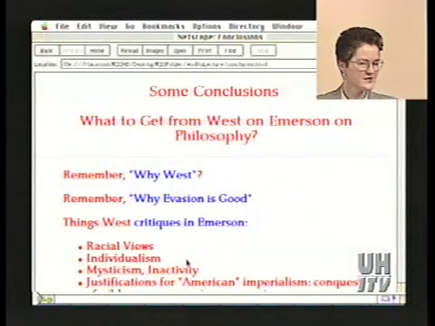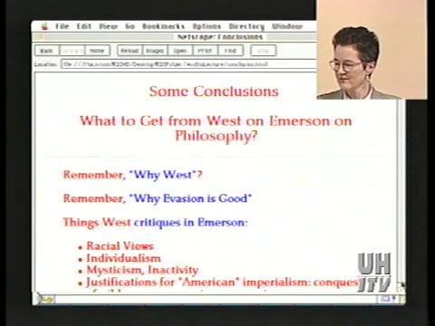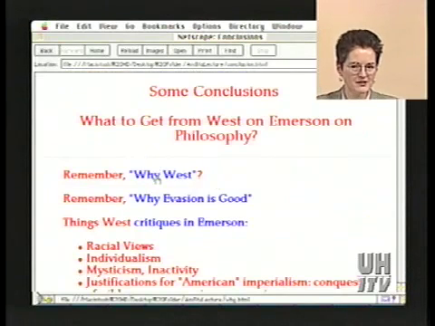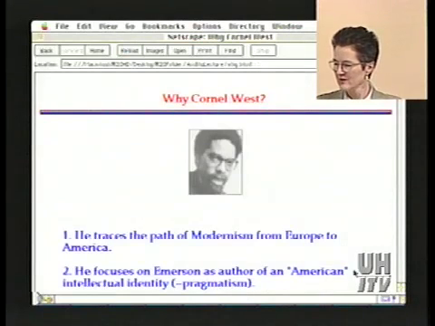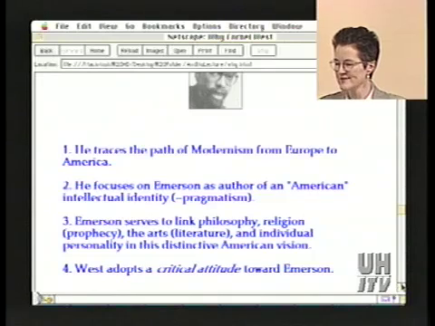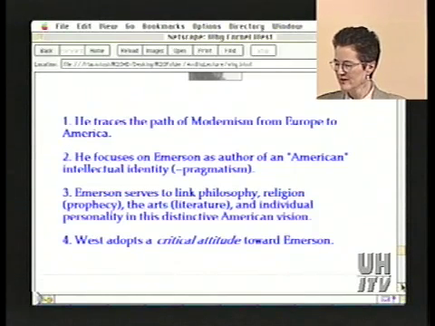Let's now go, this is the last section of my lecture for today, to some conclusions. What can we get from West on Emerson, on philosophy? We've got a lot of iterations or ramifications here. Well, let me remind you, let's review a little bit. Remember at the beginning I said, why Cornel West? Let's just go back and look at that page. He's connecting Emerson to European modernism in one intellectual frame of philosophy, one discipline. He's also really pinpointing Emerson as the author of an American identity. Emerson links philosophy, this is part of his being an organic intellectual, to religion, art, and individual personalities, and West is critical of many of Emerson's views.